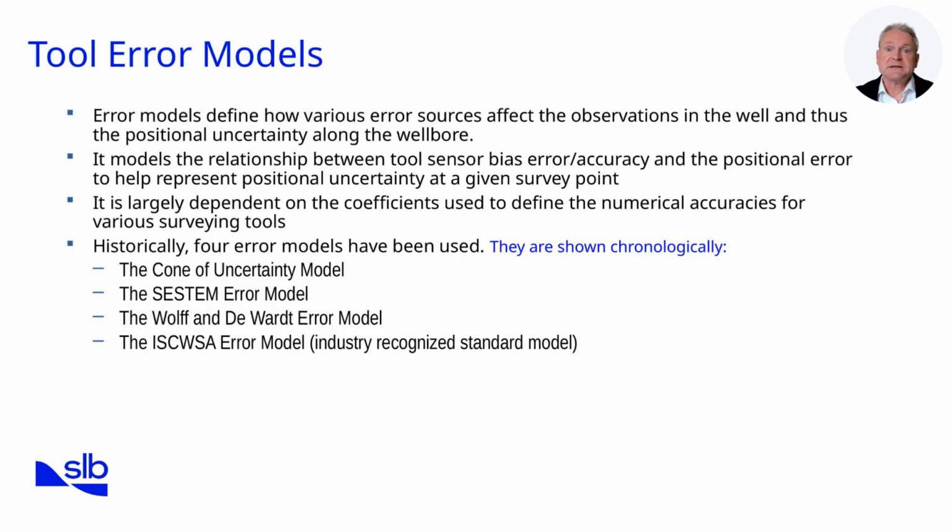Today, the ISCWSA error model is the industry standard. It is widely accepted because it uses agreed coefficients to represent tool accuracy and environmental influences in a consistent way across the industry. This allows survey providers, operators, and regulators to speak the same language when evaluating positional uncertainty.